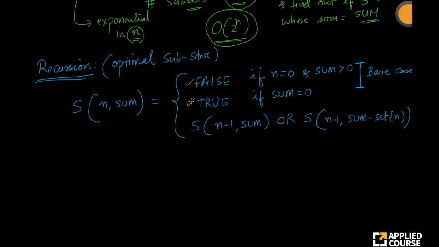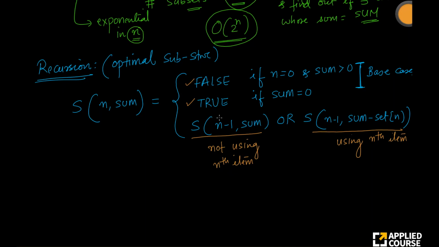So I hope the false and true cases are clear. Now there are two other possibilities here. In this case, I am not using n, so not using the nth item in my set. In this case, I am using the nth item as part of my summation. If I am not using the nth item, which means if I can produce this sum with some subset of the n minus 1 items, I am good.